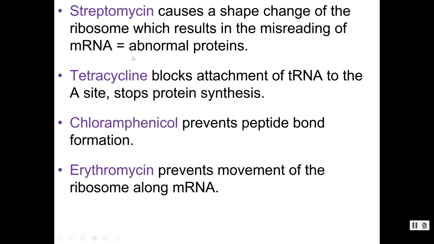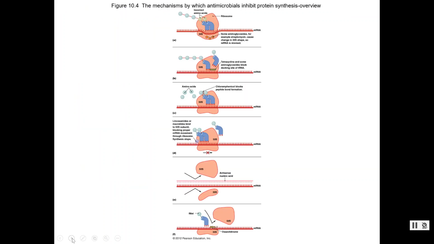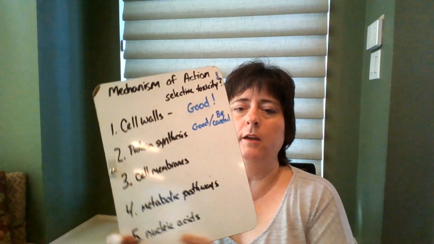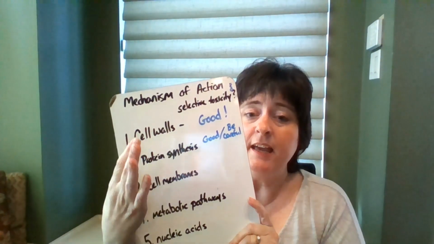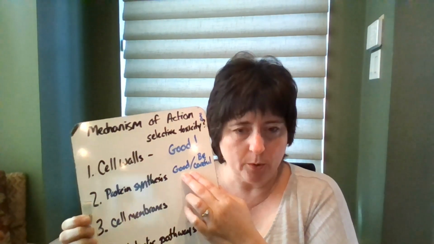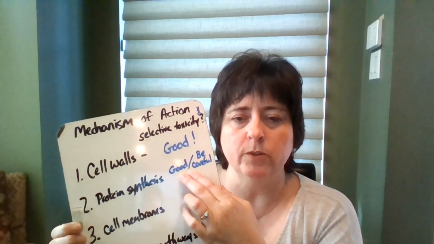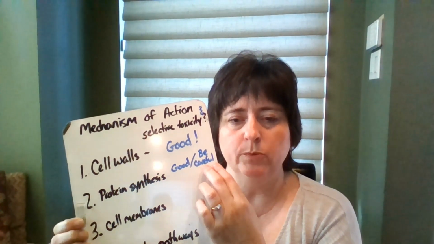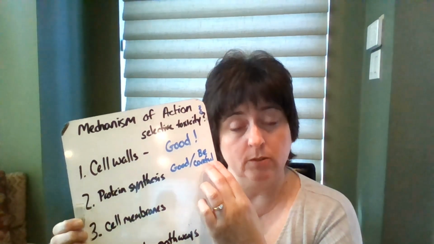Okay, so here's my examples. All of these are in the category of blocking protein synthesis, and all of these are in regards to selective toxicity. It's good because we can target prokaryotic protein synthesis with those 70S ribosomes, but we need to be careful because we don't want to interfere with mitochondrial ribosomes.